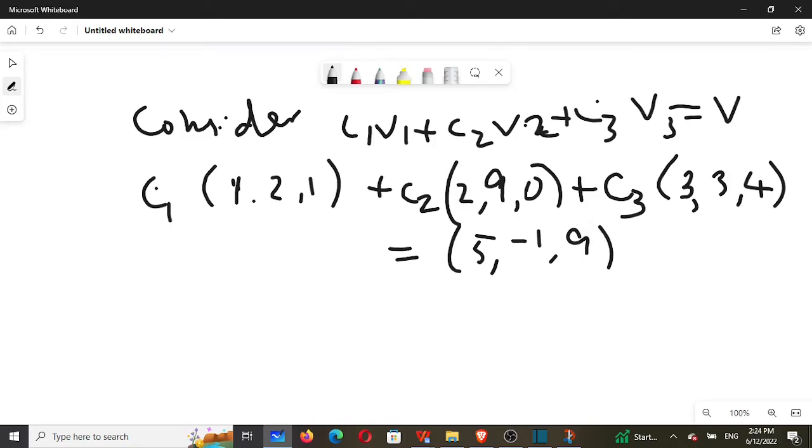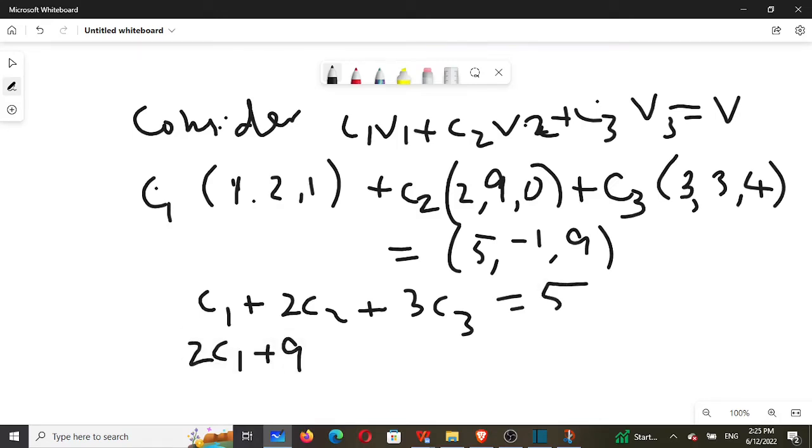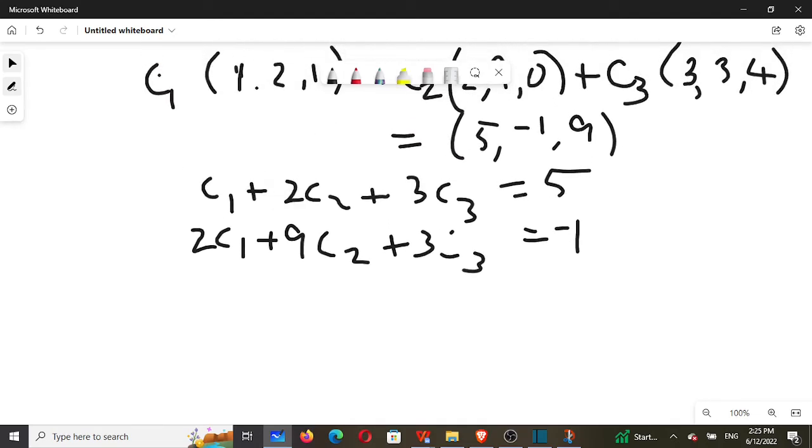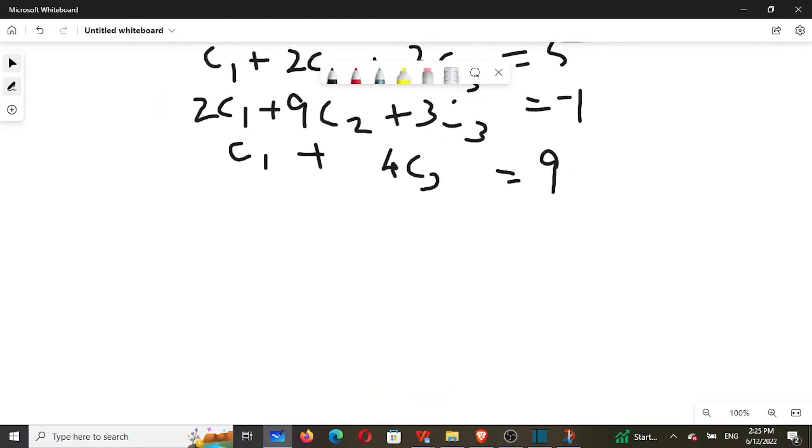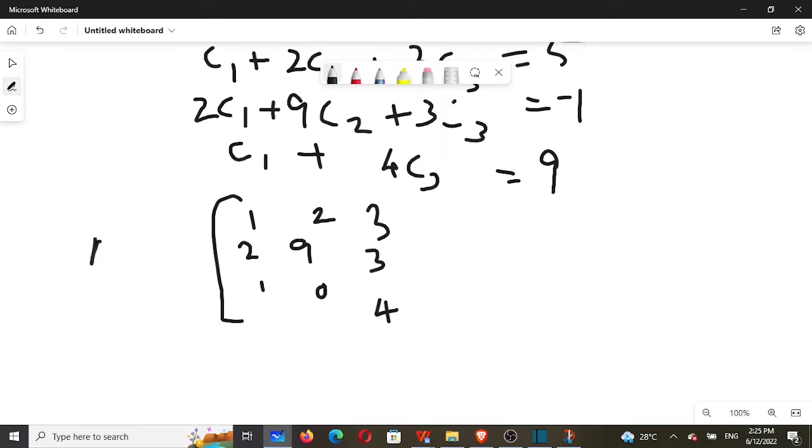So we can write, equating the coordinates, C1 plus 2 C2 plus 3 C3 equal to 5, 2 C1 plus 9 C2 plus 3 C3 equal to minus 1, and C1 plus 4 C3 is equal to 9. Or we can write in matrix form as [1 2 3; 2 9 3; 1 0 4], and the augmented matrix AB is equal to [5; -1; 9].